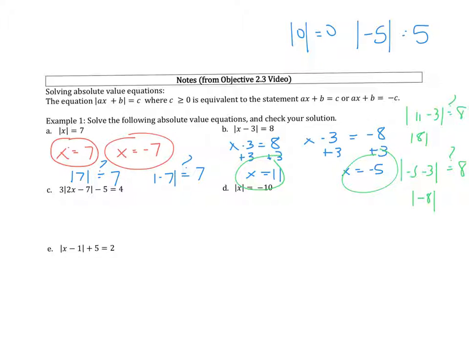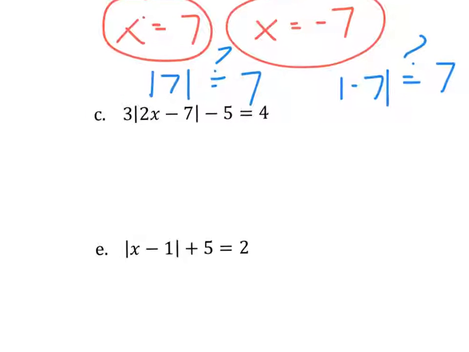Okay, so take a look at C. C is a little bit different because there's a lot of stuff outside the absolute value. The very first thing you have to do when solving one of these equations is get the absolute value part by itself. So we're looking at solving for this guy right here. That means we have 3 times the absolute value minus 5 equals 4. So we have to undo that 3 and that -5.